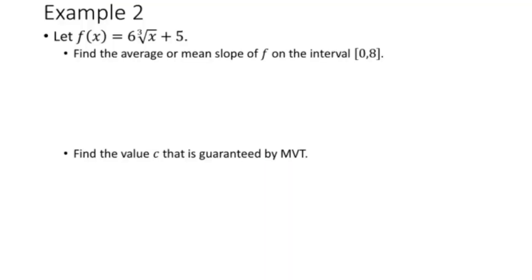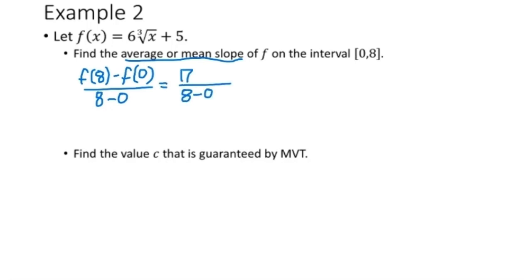Now we're going to demonstrate through an example that the mean value theorem does work. We're going to let f(x) equal 6 cube root of x plus 5. We're going to find the average or mean slope of f on the interval [0, 8]. The phrase average or mean slope is another way of saying slope of the secant line, which would be f(8) minus f(0) over 8 minus 0. f(8) is 17, while f(0) is 5. 17 minus 5 is 12, while 8 minus 0 is 8, and we get that our average slope is 3/2.